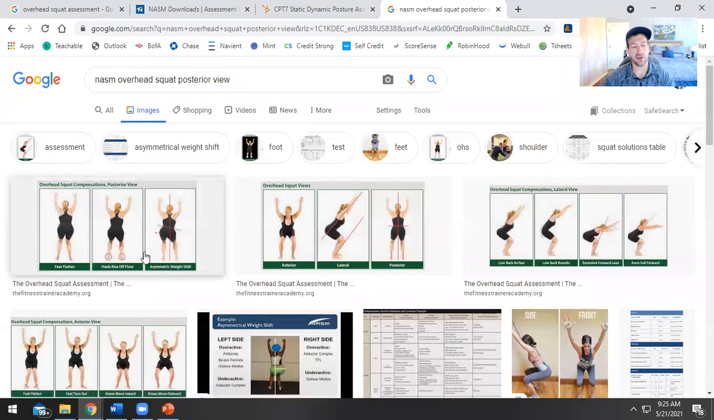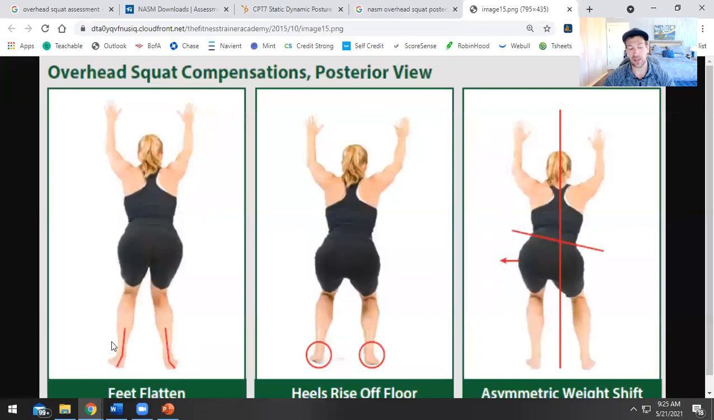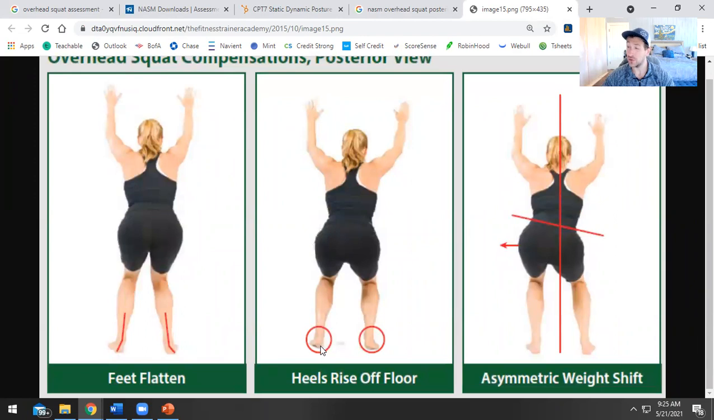From the posterior view, you're basically going to look for two or three things. You're going to look to see, do the feet flatten, because it's very easy to see from the back. You're looking to see if the heels rise. This one's actually kind of a pain to fix, but it's a very, very simple problem. Literally, if their heels are popping up off the floor, tight soleus.